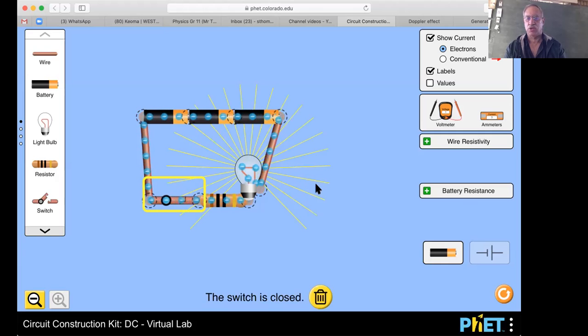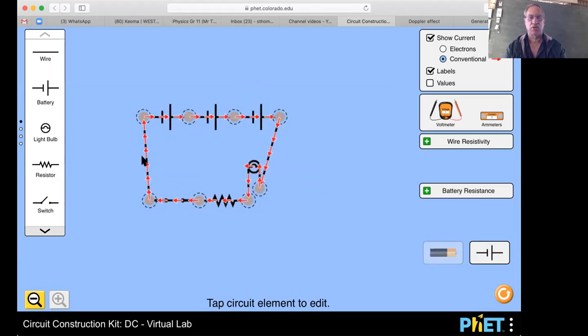Now we can also probably get the flow as conventional current. Conventional current goes from positive to negative. So this is the positive side of the battery. You could also look at the same circuit if we were using symbols. So that's quite nice.